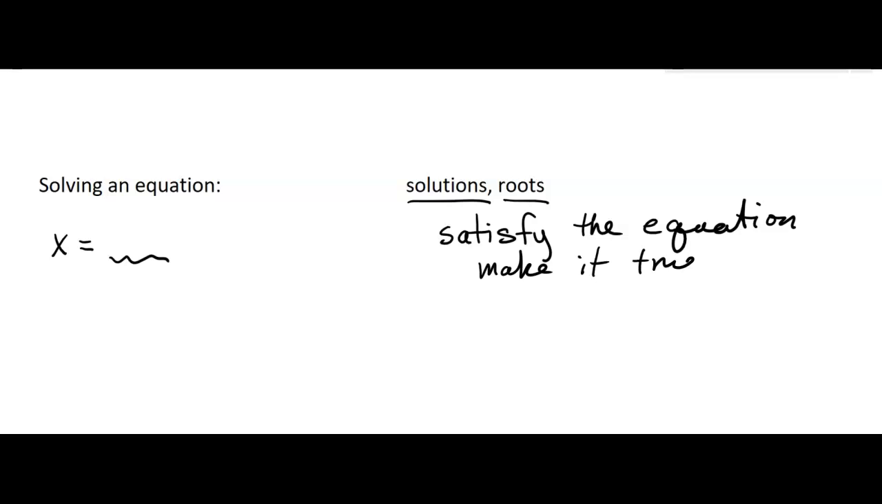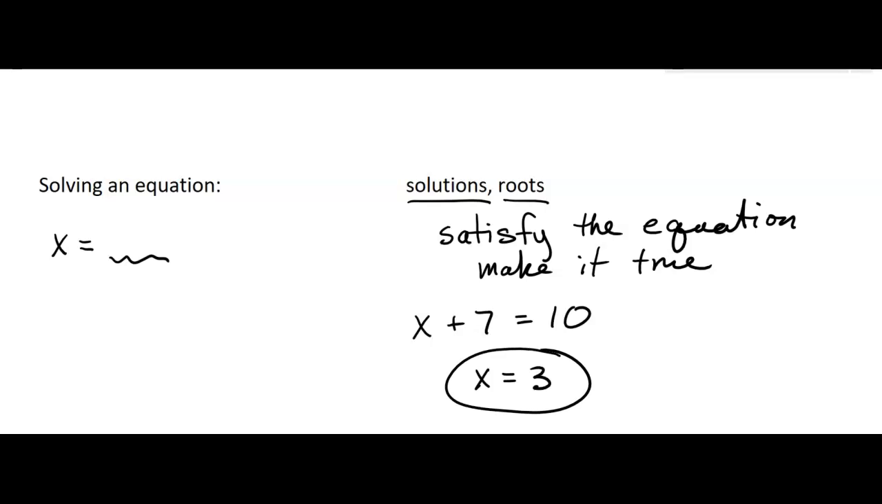Okay, so let's say you have x plus 7 equals 10. Well, you could look at that and probably figure it out. We would say x equals 3. That is the solution. That is the value that satisfies the equation, that makes it true. If we take 3 plus 7, that equals 10. So that's the check, and we're saying x is equal to 3.